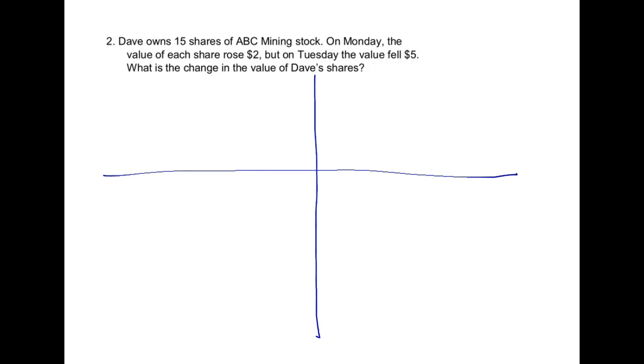Dave owns 15 shares of ABC mining stock. On Monday, the value of each share rose $2, but on Tuesday the value fell $5. What is the change in the value of Dave's shares? So I'm going to do the problem solving process. I'm going to start off by drawing a picture.